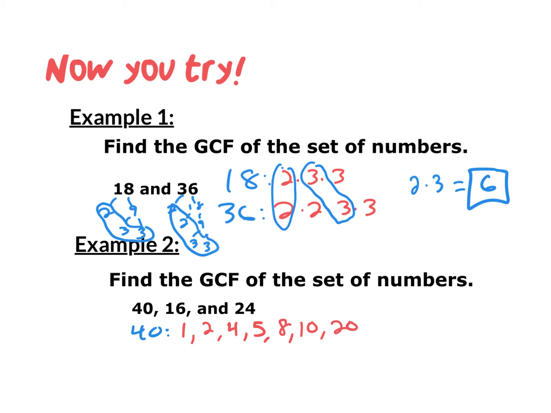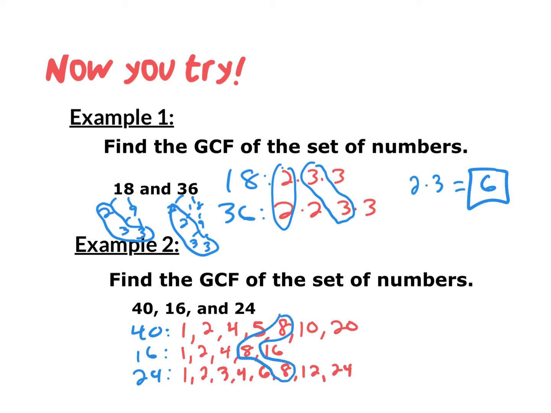So there's all your factors of 40, and then all the factors of 16 would just simply be 1, 2, 4, 8, and 16. And then the factors of 24, if you list those out, 1, 2, 3, 4, 6, 8, 12, and 24. And so if I look at my lists and compare them, the greatest number that they have in common looks to be 8. And so our GCF here would be 8.